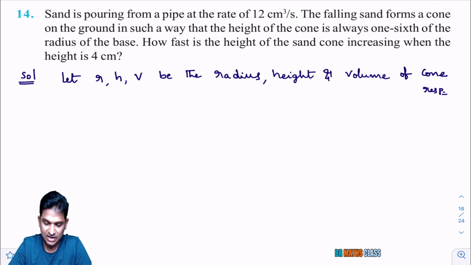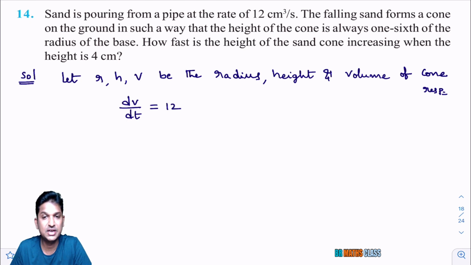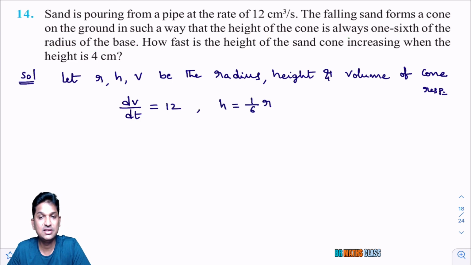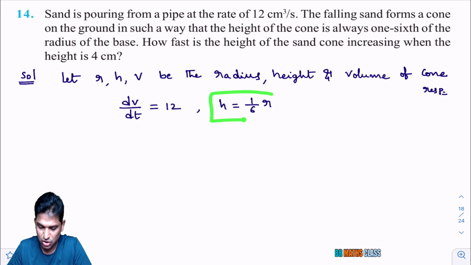So I'll write the given data. They have given dV by dt is 12 centimeter cube per second. And further, if you observe the question, what are they saying? Height of the cone is always 1/6 of the radius of the base. That means they have given that h equal to 1/6 into r. This information also they have given in the question.